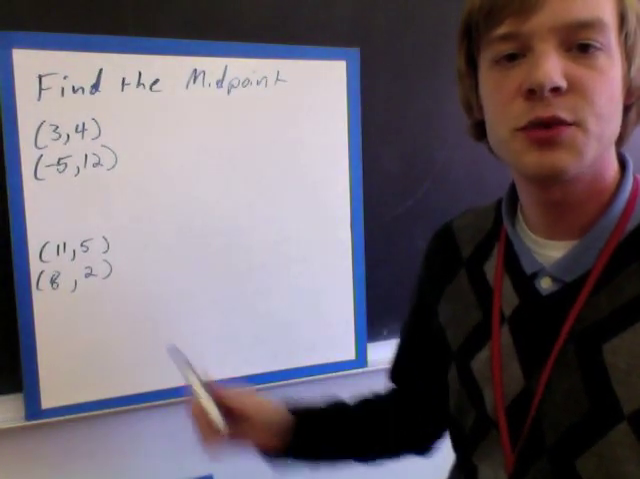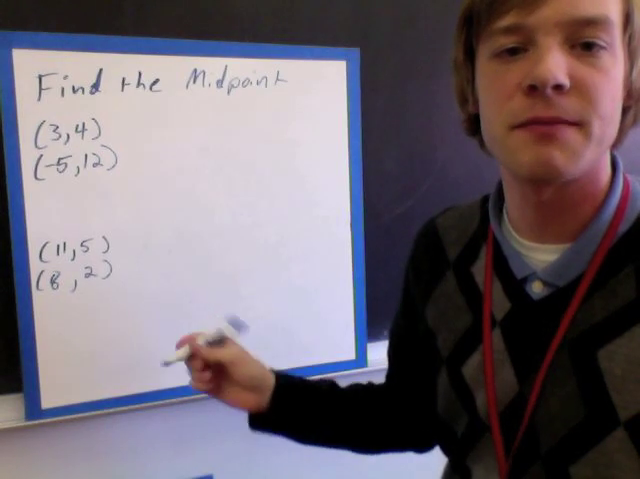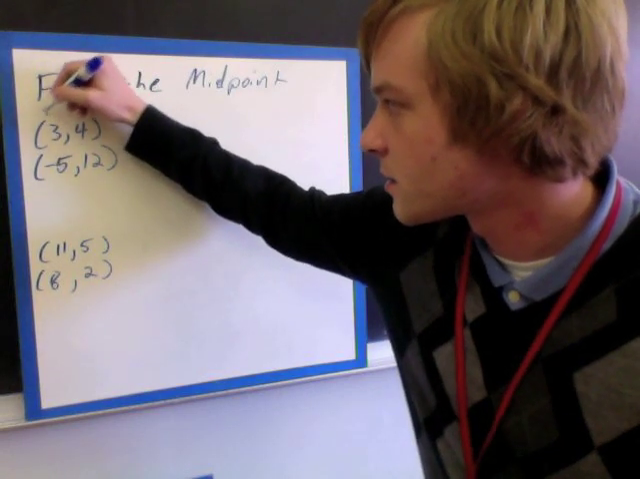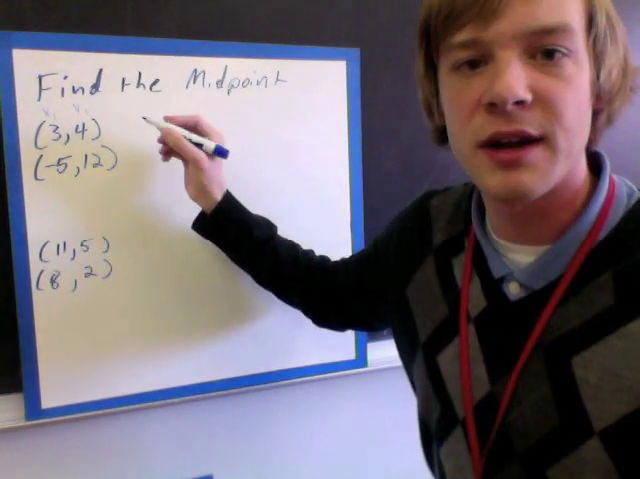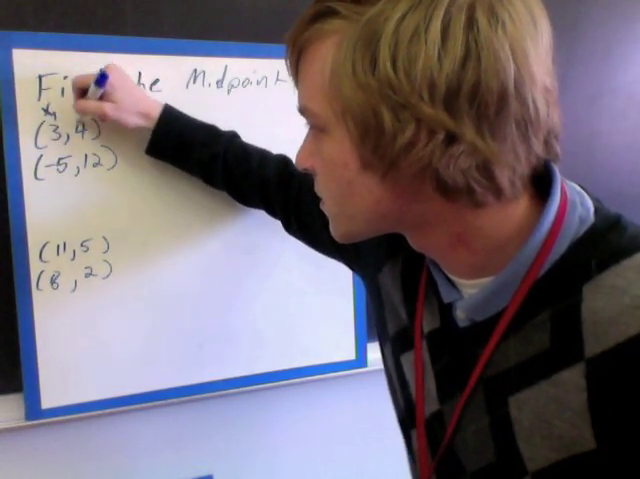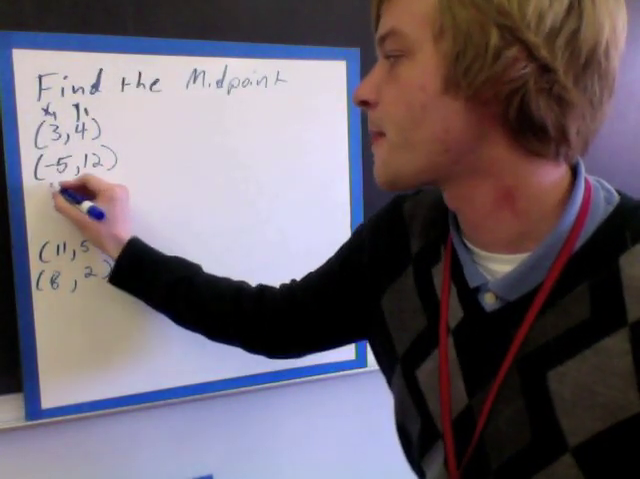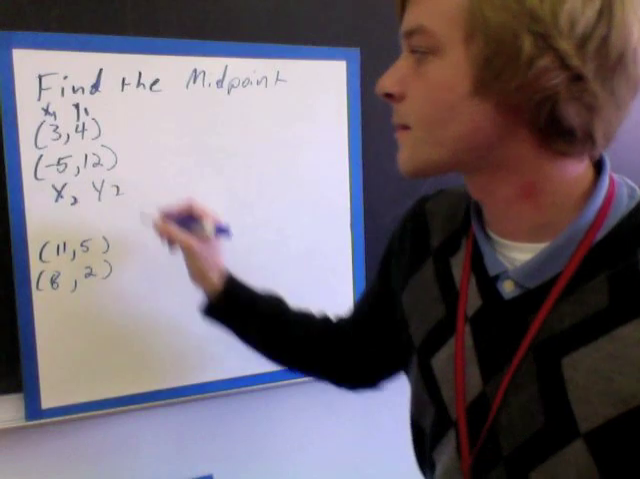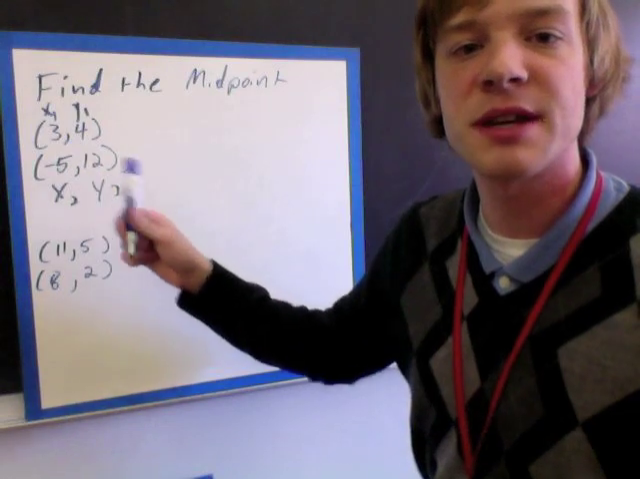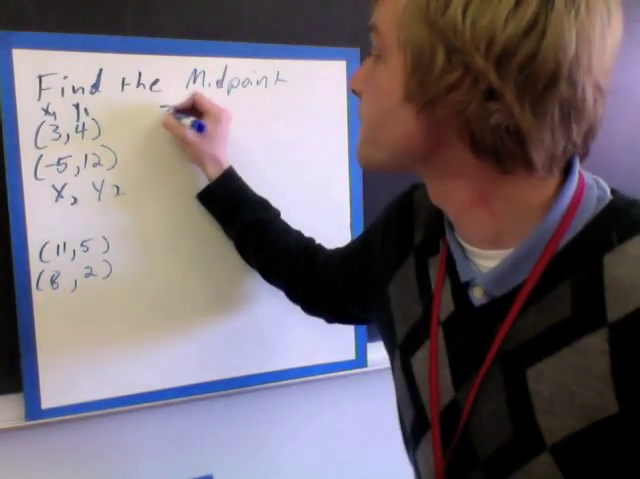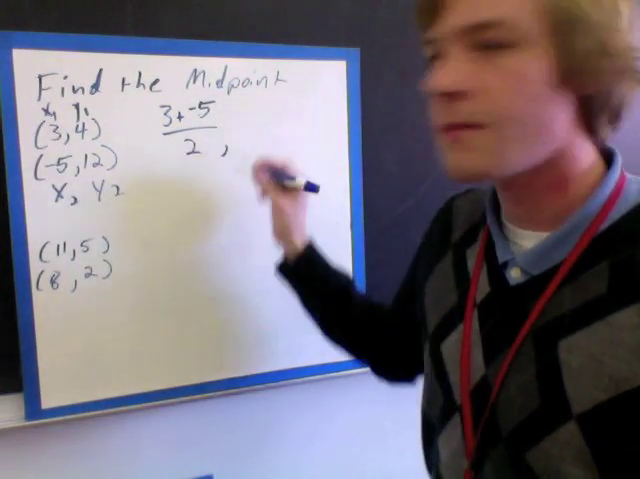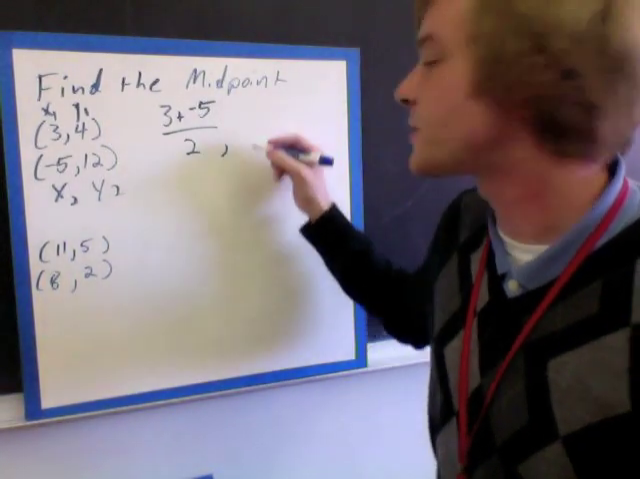Alright, so we have two points here for our first problem and two points here for our second problem. The important thing to do is to make sure you know what's what. So we've got x1, y1, and then x2, y2. So if I use my formula, I would have x1 plus x2, so 3 plus negative 5, divided by 2, and then 4 plus 12 divided by 2.